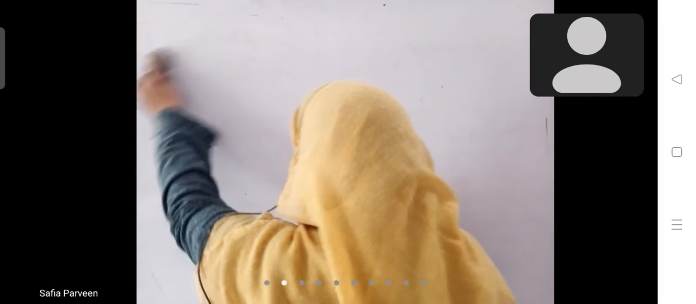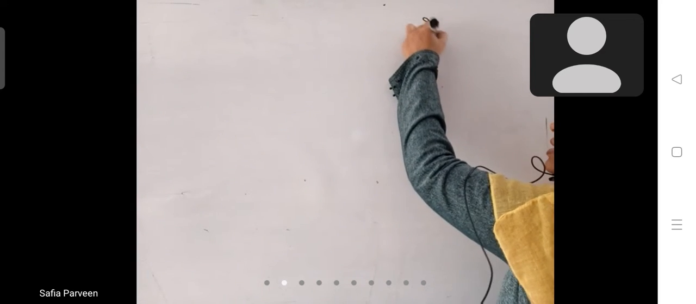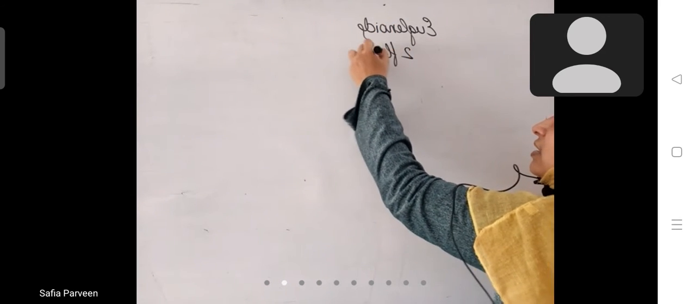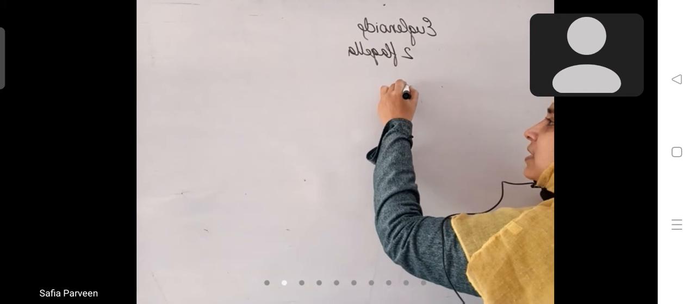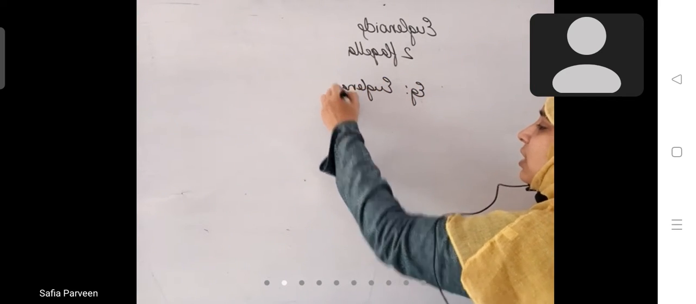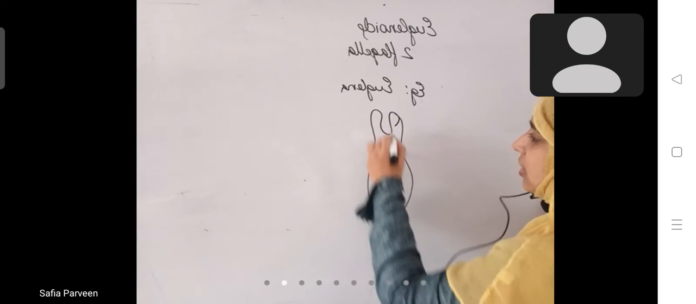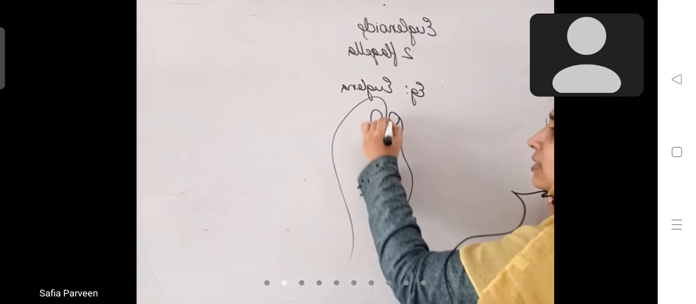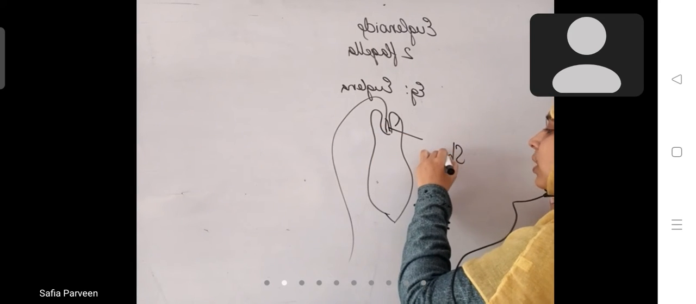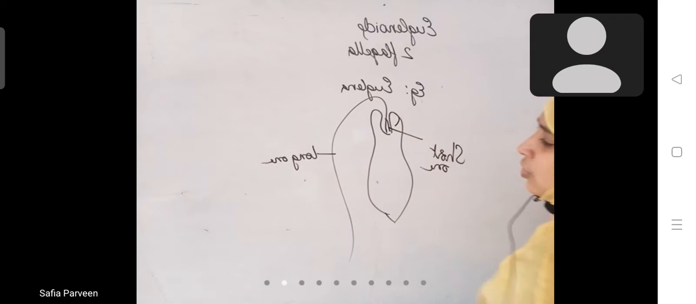Euglenoids are generally photosynthetic. They have 2 flagella. For example, in Euglena, you can see one long flagellum, and additionally one small flagellum is present. So this is the short one, and this is the long one. 2 flagella are present.